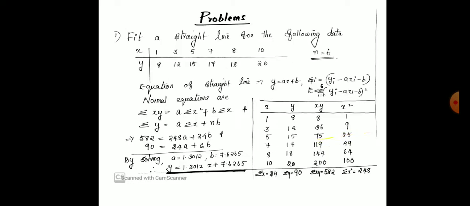Okay. Then problems. First one, fit a straight line for the following data. So here we have been given data, that means the values of x and y. We have to find a perfect straight line, or we have to find the equation of a straight line.